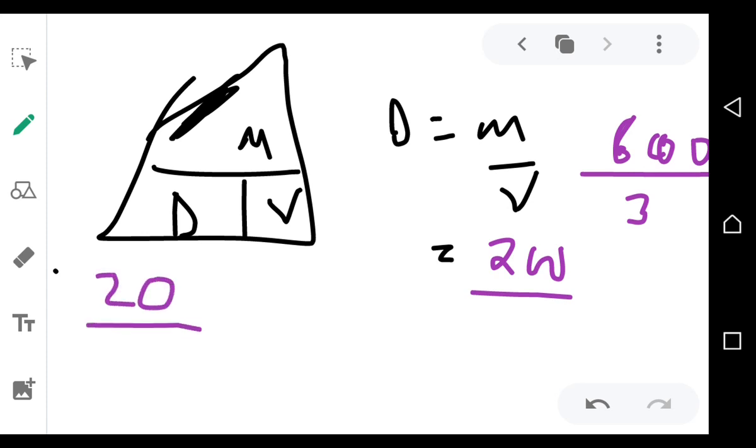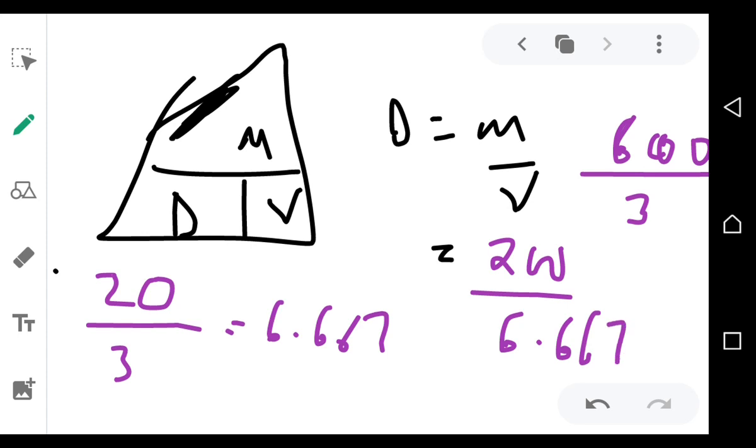What about the volume of 1? You divide by 3, which will give you 6.667. So that's what you put here, 6.667. So what is 200 divided by 6.667? You find it's also 30.00 actually.